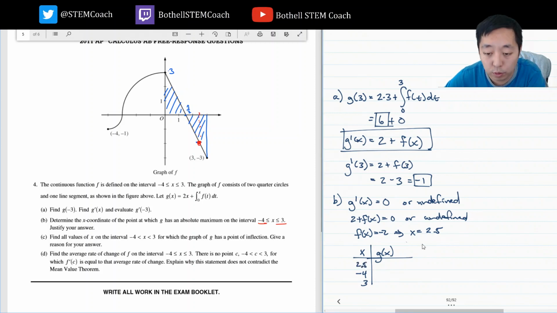Now, g of 2.5 is equal to 2 times 2.5, just the definition of g of x, plus the integral from 0 to 2.5. I don't know why I wrote 2.25. I'm really off today. 2.5, 2 times, okay, I know what I was writing. I was writing 2 times 2.5, plus the integral from 0 to 2.5 of f of t dt.